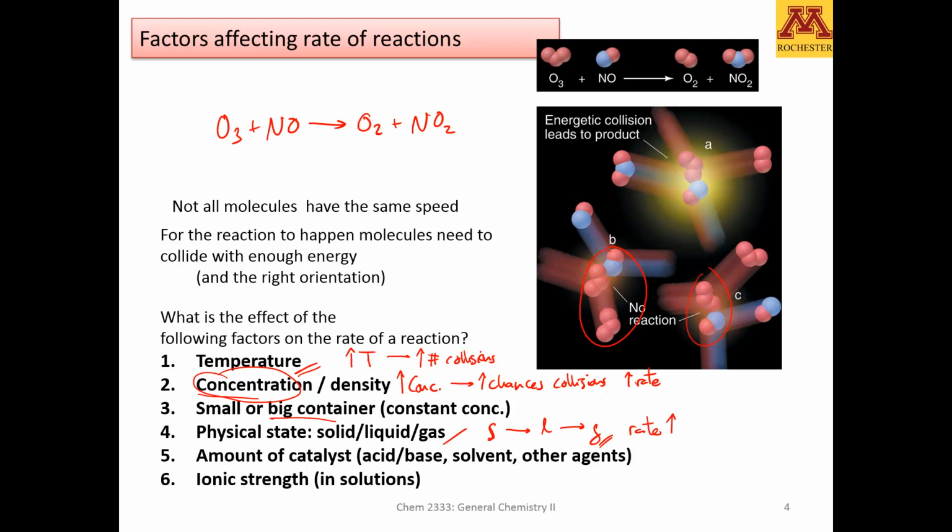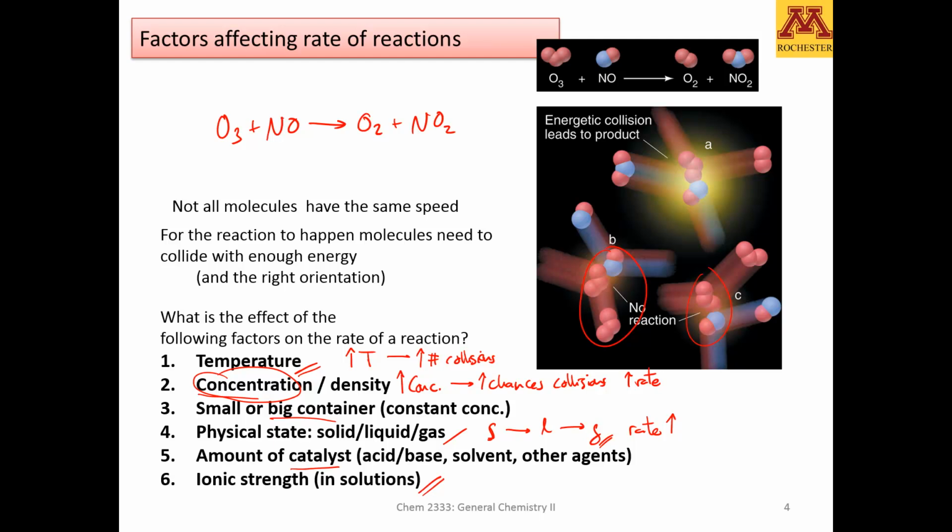The same for catalyst. A catalyst is a substance that changes a little bit the mechanism by which the reactants become products. Typically, it should speed up the reaction. Think of enzymes, for example. The higher the concentration of the catalyst, the higher the rate.